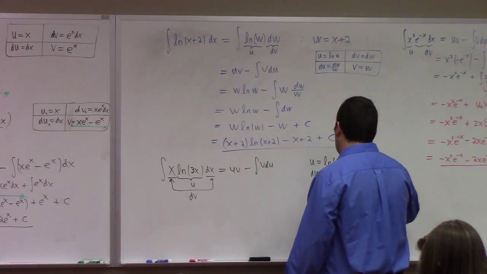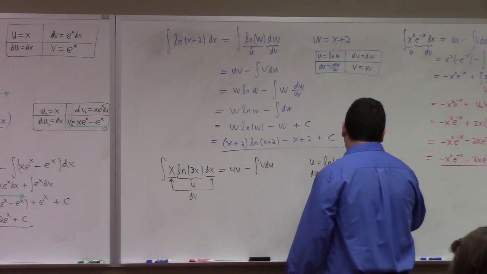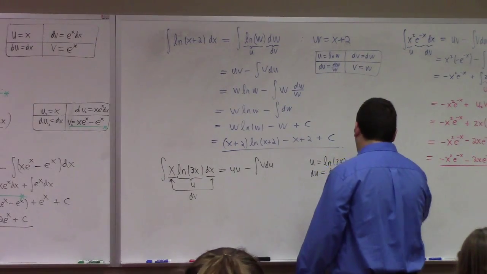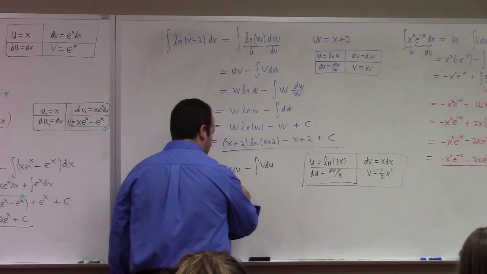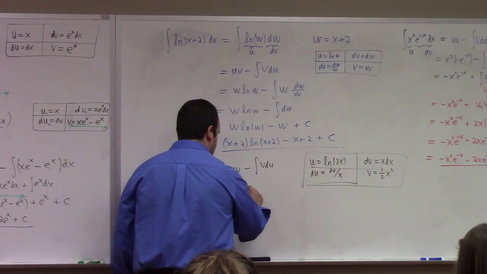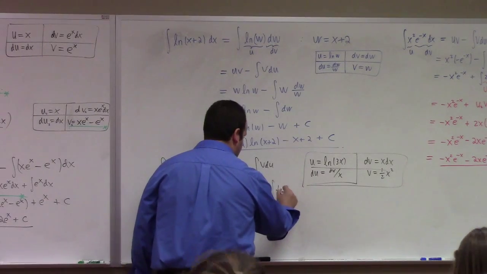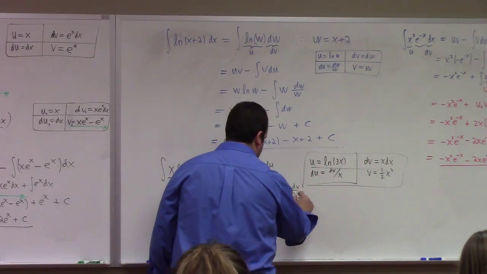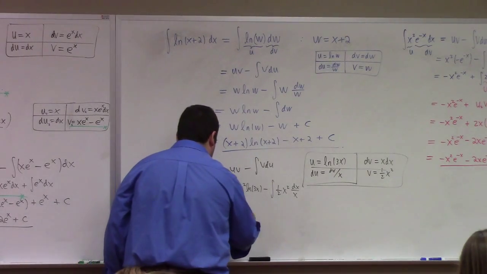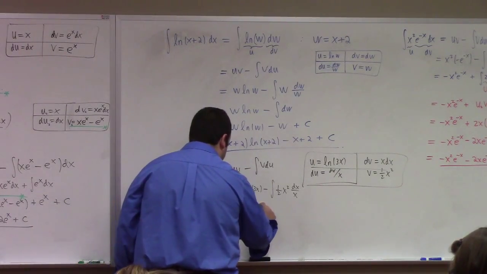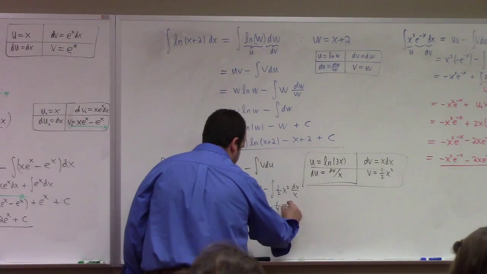See, the thing about this one is dv is x dx, so v is 1/2 x squared. So this is 1/2 x squared times the natural log of 3x minus the integral of 1/2 x squared times dx over x. And see, that's not bad. That's just the integral of x dx. So we're left with, it ends up being 1/4 x squared plus a constant.